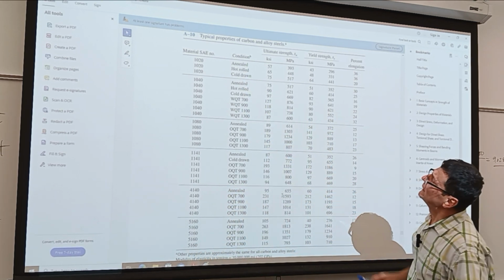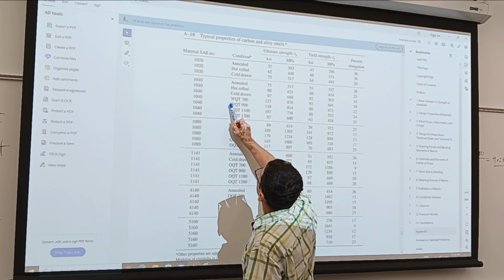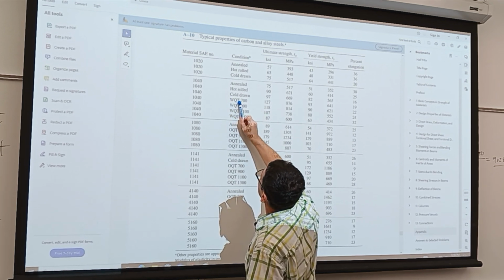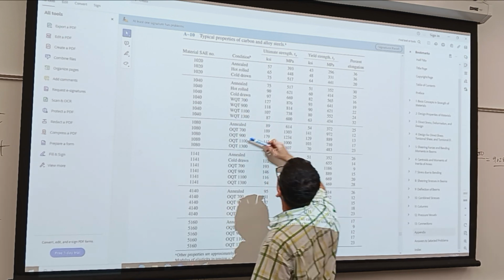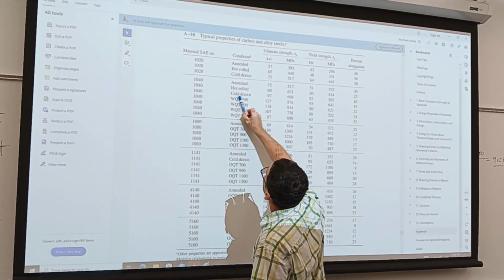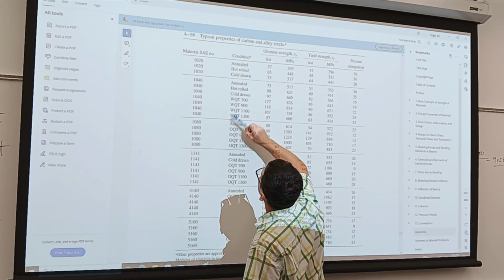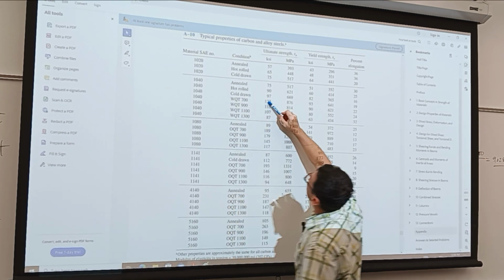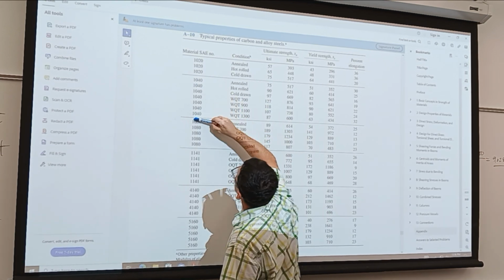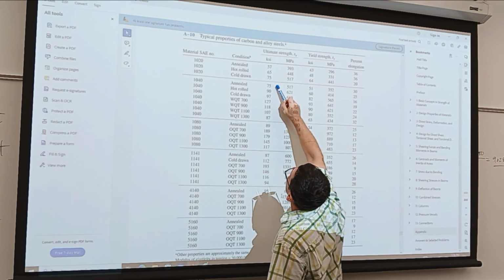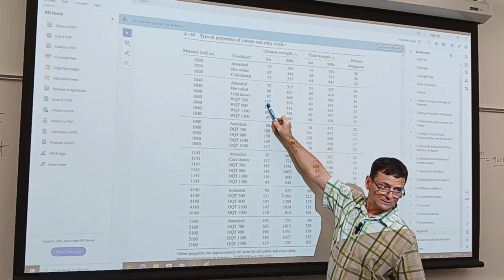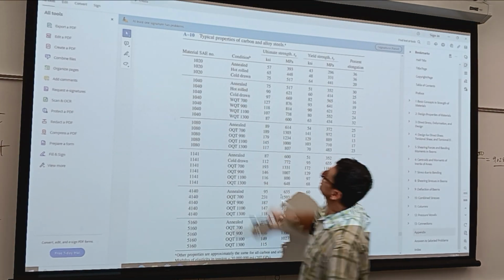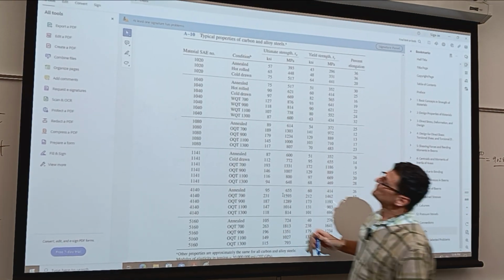Okay, and then you have water quench and tempered, oil quench and tempered. And you can see it was heat treated. I mean, this is heat treatment too, but the hardness went up. It's the same material, but the condition matters. The ultimate strength went up like, what, 60, 70% because you did heat treatment to it.